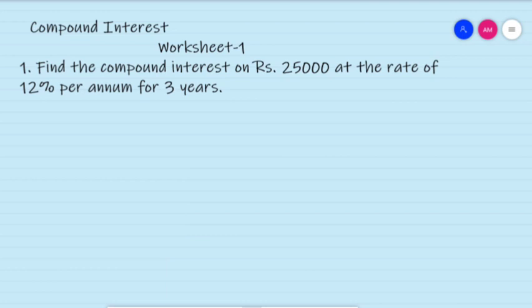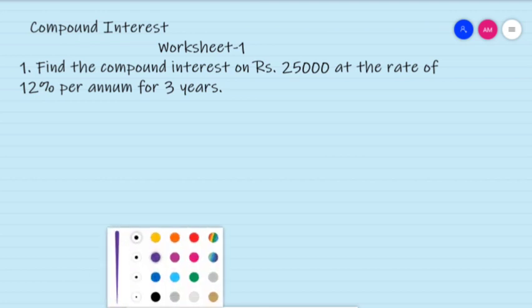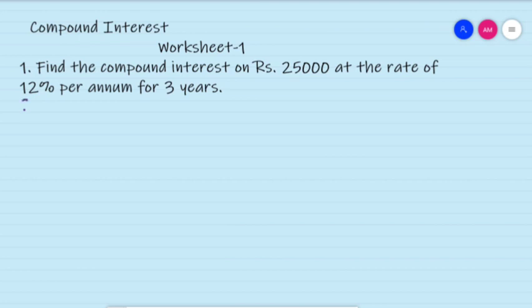Now, see here, children. The question is, find the compound interest on rupees 25,000 at the rate of 12% per annum for 3 years. Let us start with what you already know. You know that we calculate simple interest using the formula P into R into T by 100. This is what you have studied in your previous classes. So first let us begin with this formula only.